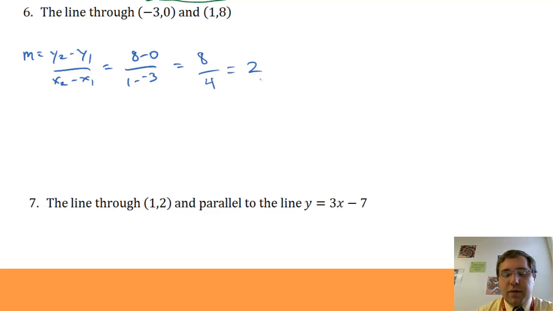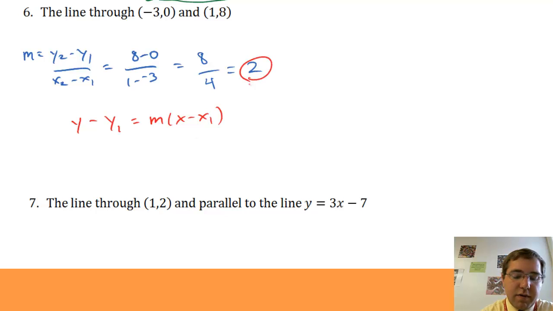Instead of going to slope-intercept form, which we could do, let's try a different form. Let's try point-slope form. Point-slope form is y minus y1 equals m times x minus x1. We've got the slope of 2, so that's going to be m. x1 and y1 is any point that's on the line. We're given 2 different points. We've got negative 3, 0, and we've got 1, 8. We can use either one.